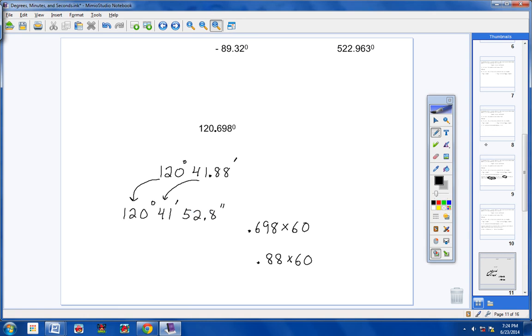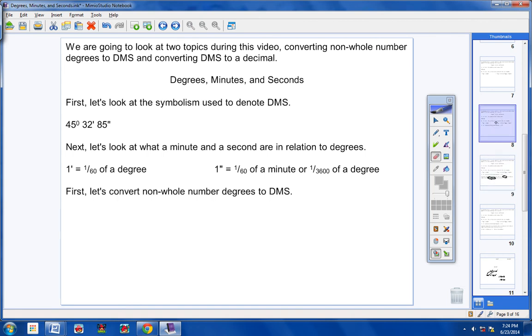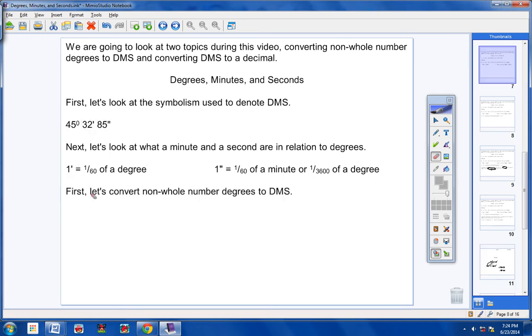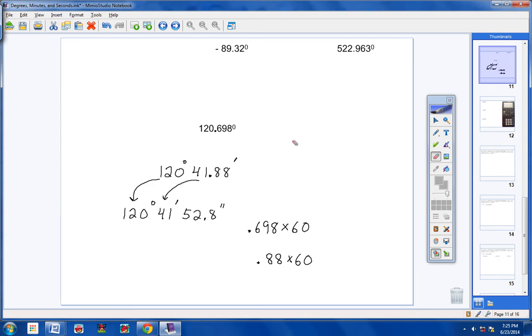Okay? Now, you say, well, Mr. Earhart, I'd like to know why you did this. Sure, no problem. I will show you why. Remember back here, earlier in our notes, let's see if I can find it. Hopefully I can find it. Here it is. Remember how I said 1 degree is 60 minutes? Remember that? Okay, let's come back here. If 1 degree is 60 minutes, that means I can take my degrees 0.698 and multiply it by 60, because 1 degree equals 60, so 0.698 equals 60.